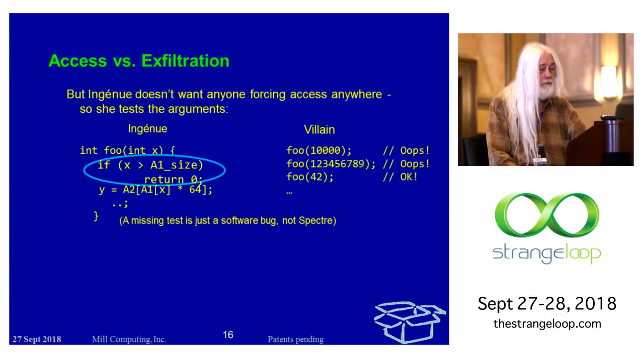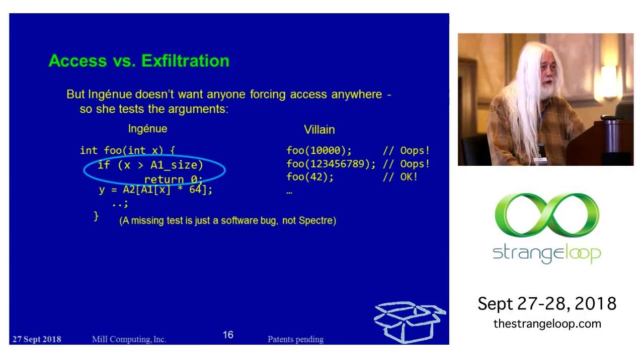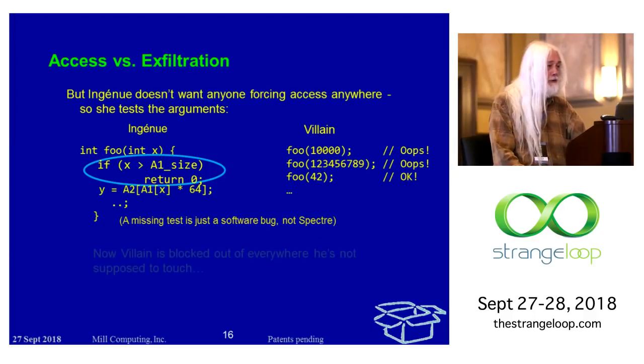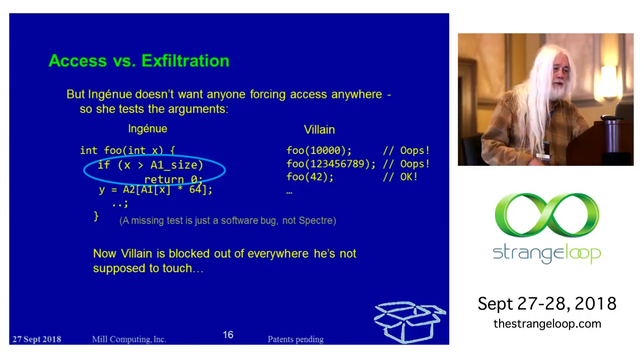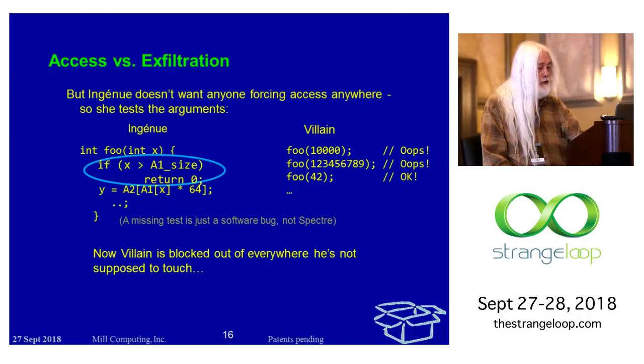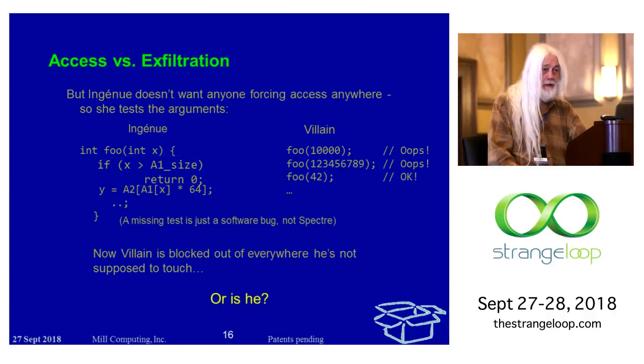Now when the villain bangs on it, he gets back zeros and zeros and zeros for all the areas outside of the A1 that he's supposed to be able to get access to through the API that the ingenue is exporting. But when he puts in a value as an argument which is within bounds, he's good, he gets whatever this thing computes. And by putting in the bounds check, the ingenue has blocked him out of everything he's not supposed to be able to get. Maybe.